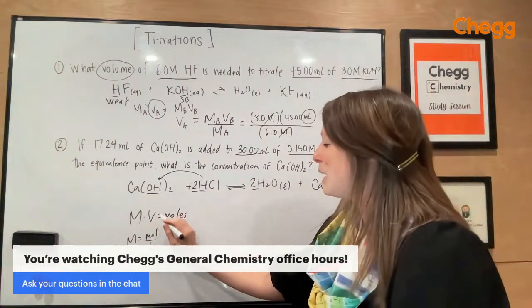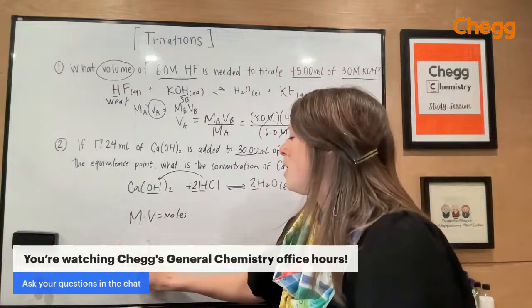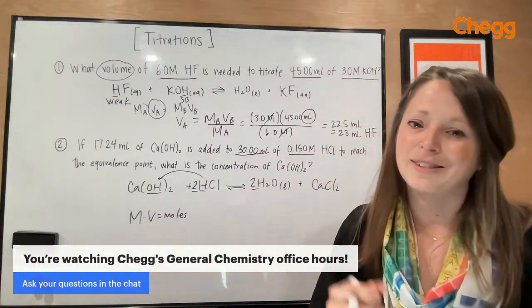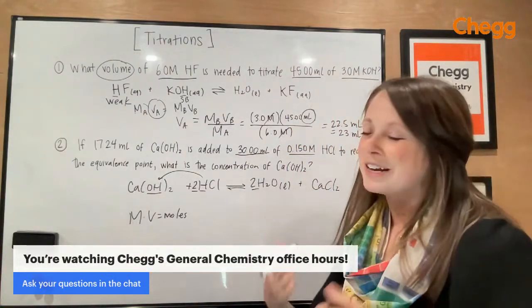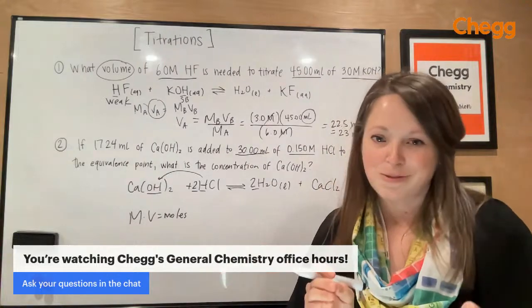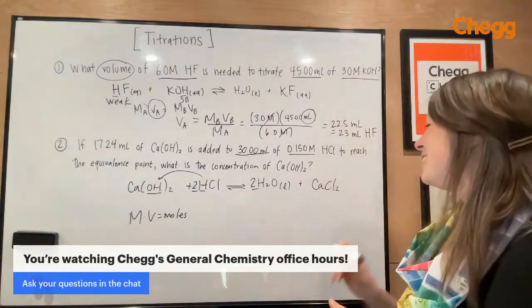So the molarity times the volume will give you the moles. When you are doing the volume, in this case, it has to be in liters. So be careful with that. If you get a crazy big number for moles, you've done something wrong, right? Make sure to convert milliliters into liters.